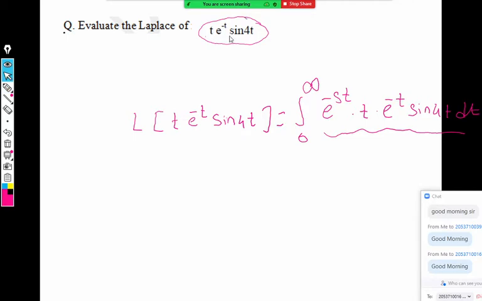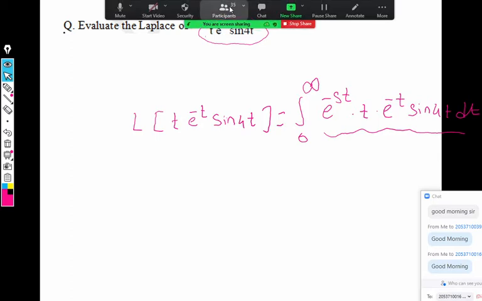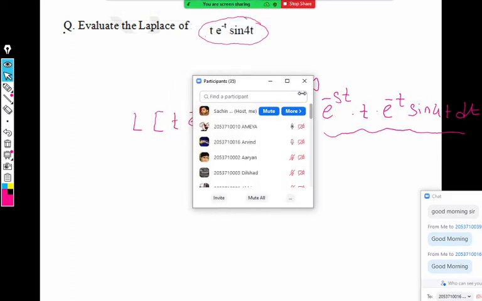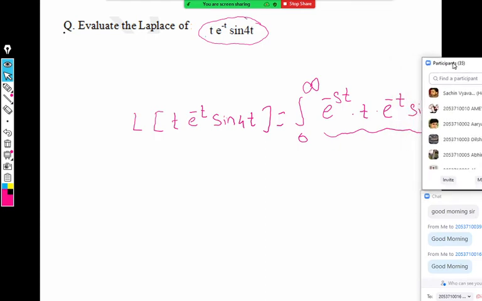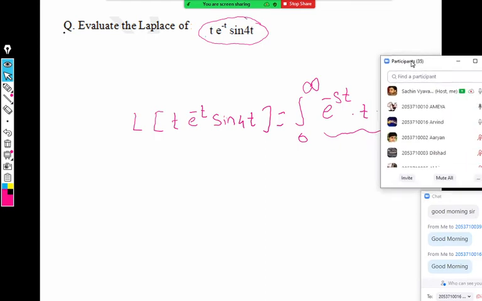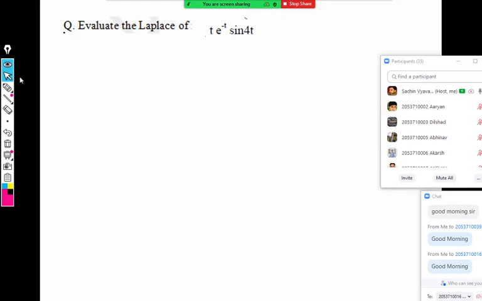I am asking what should be the steps to get the Laplace of this given function, which properties you have to apply one by one. Sir, we'll take sine 4t, and in that we'll apply the results that we found out earlier. Correct. First we'll take Laplace of sine 4t. Very good. That is step number 1. Next then.